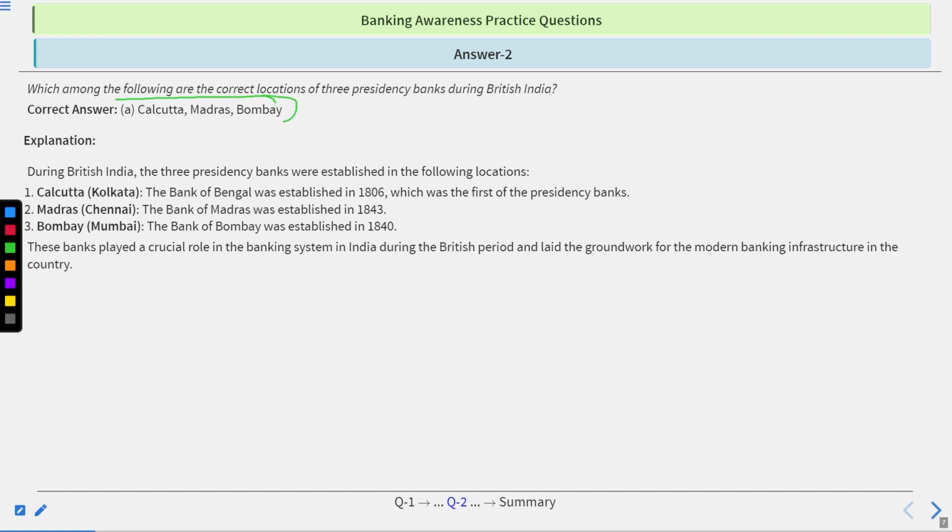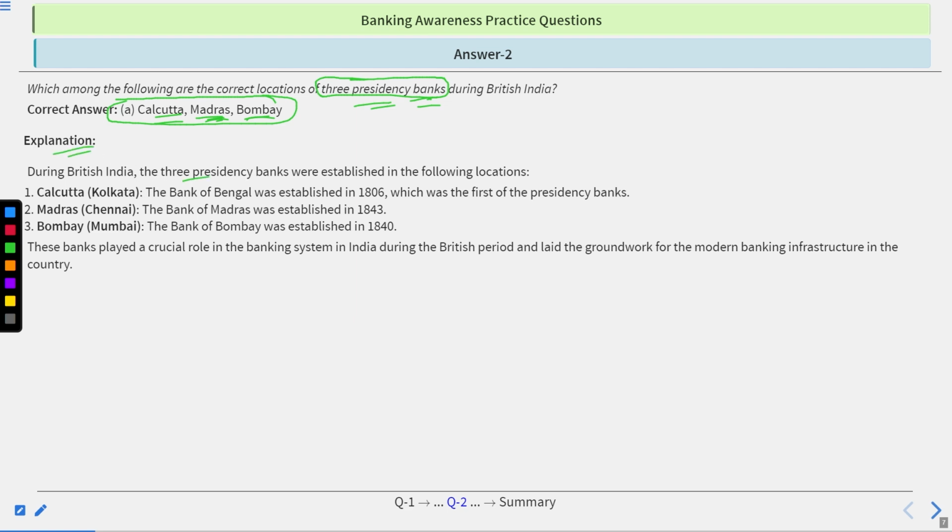So basically we know the British had three presidencies in India: the Bengal Presidency, Madras Presidency and Bombay Presidency. In these presidencies, they had established banks, which were known as the Presidency Banks. If we go by the location, Calcutta lies in Bengal, so you can say Bengal Presidency. Madras was a Presidency itself, the Madras Presidency. Bombay was again a Presidency in itself. So go by the explanation.